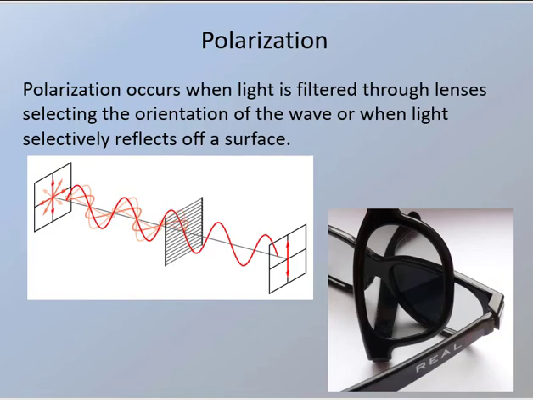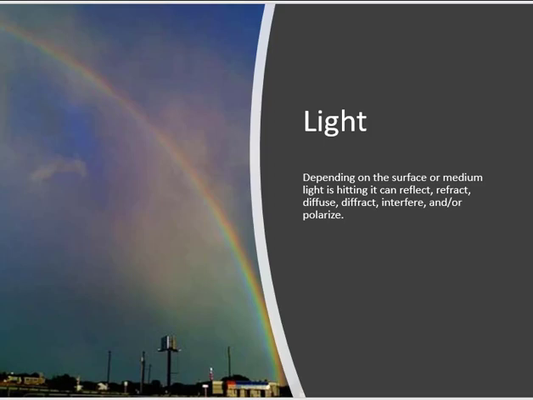And polarized sunglasses eliminate the glare from the road because they eliminate the horizontally polarized light that comes off of surfaces like water and roads. And so the thing to think of is that depending on what's going on with the surface that the light is hitting or the medium that it's going through, it's going to reflect, refract, diffuse, diffract, interfere, or polarize, depending on what's going on with the medium the light is interacting with. And they all have different rules, and they all cause some interesting effects.